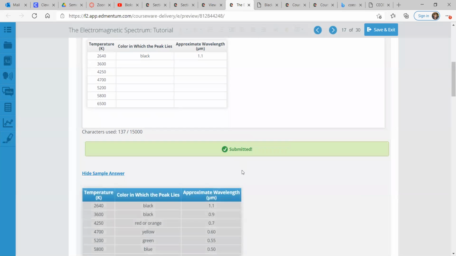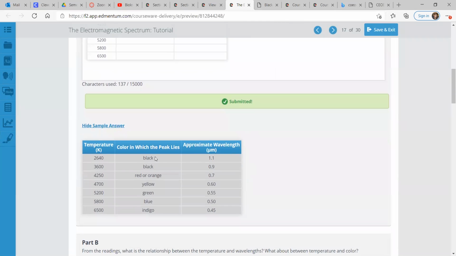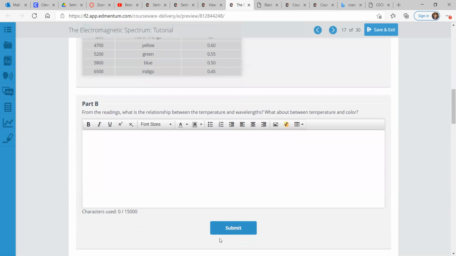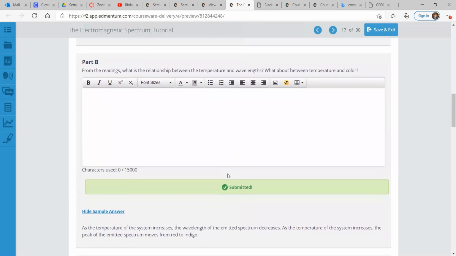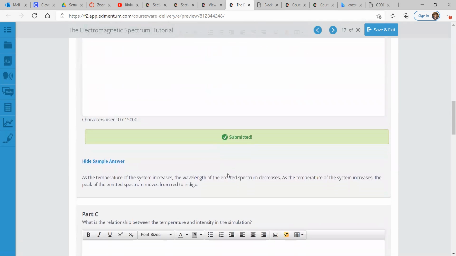And I'll show you all the answers here for part A. Part B was the relationship between the temperature and the wavelengths. What about between temperature and color? As the temperature of the system increases, the wavelength of the emitted spectrum decreases. As the temperature increases, the peak of the emitted spectrum moves from red to indigo.